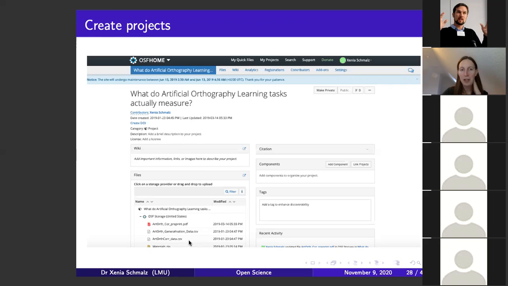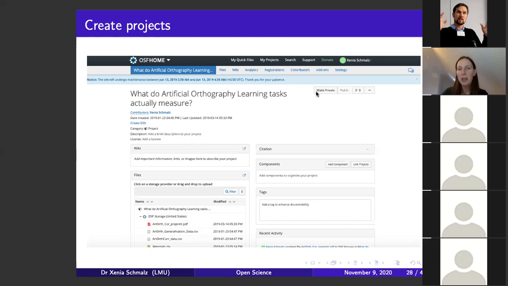And then you can share it. So in this particular project, I'm the only contributor because I haven't managed to convince my co-authors to sign up for an account. But when you create the project and you add contributors, all of your collaborators are also able to access these files and to upload and to download them. So this is very good because you can share everything between yourselves.